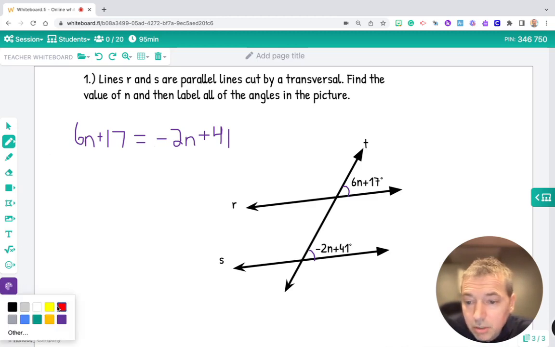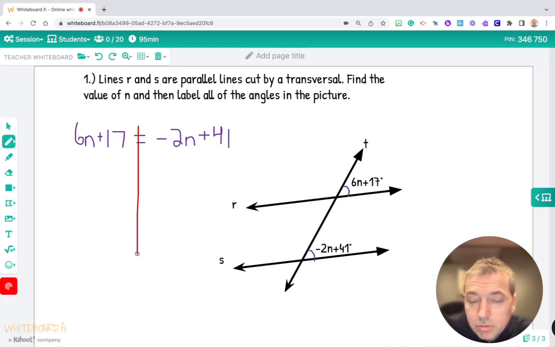So let's change the color here. I'm going to do a line down the equals, because whatever I do to one side of the equation, I have to do to the other. So I usually tell my students to bring the smaller one over, since I have variables on both sides, right? So I know negative 2n is smaller. You can bring either one over, but it's usually easier when you bring the smaller one over.